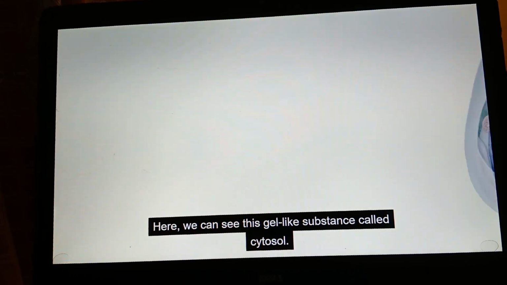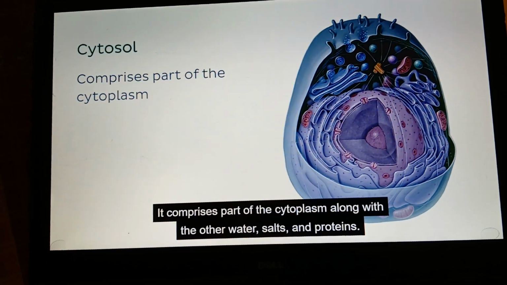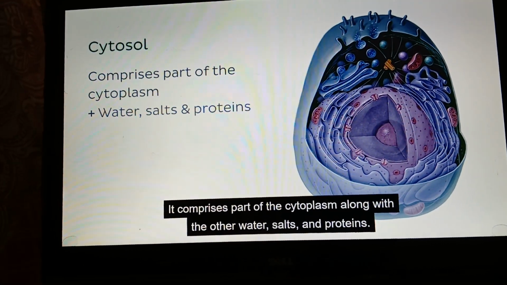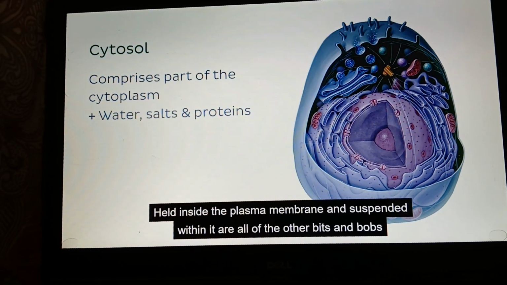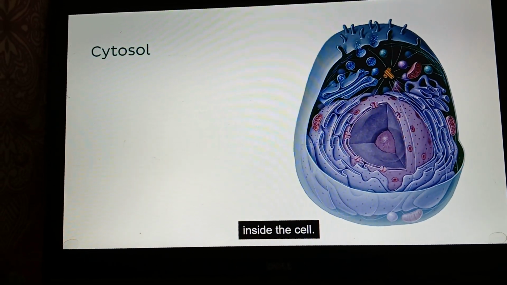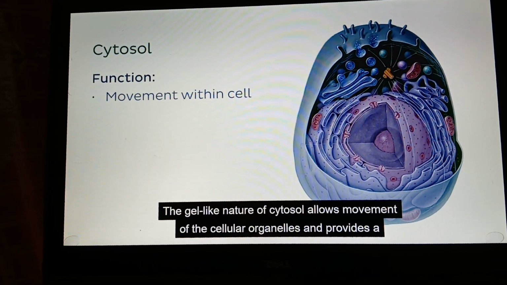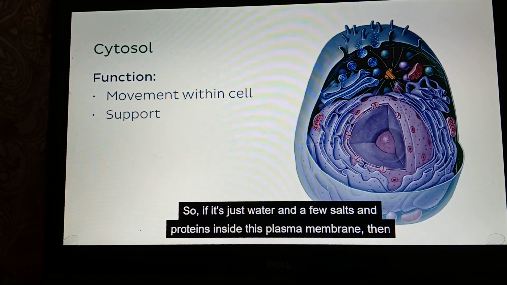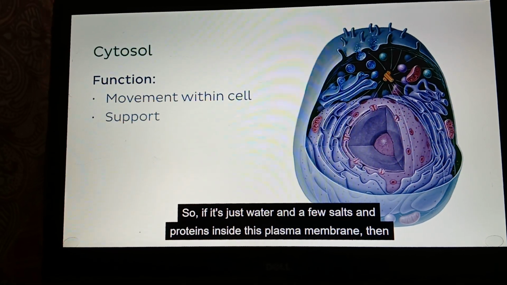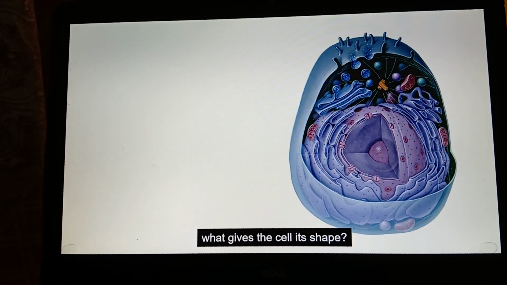Here we can see this gel-like substance called cytosol. It comprises part of the cytoplasm along with the other water, salts and proteins. Held inside the plasma membrane and suspended within it are all of the other bits and bobs inside the cell. The gel-like nature of cytosol allows movement of the cellular organelles and provides a supportive medium for all of the cell's functions. So if it's just water and a few salts and proteins inside this plasma membrane, then what gives the cell its shape?